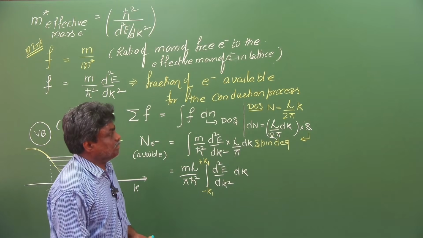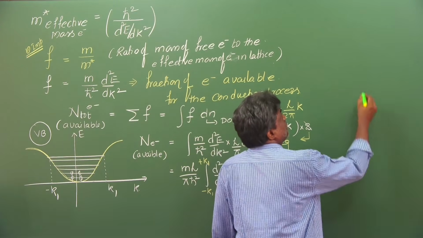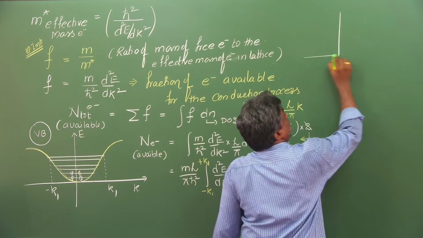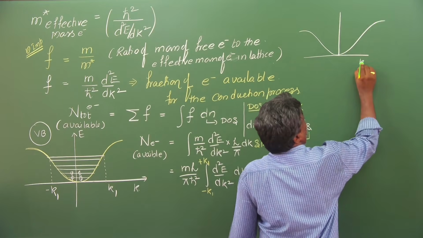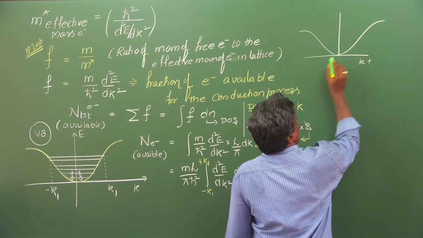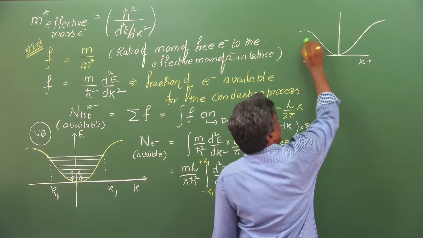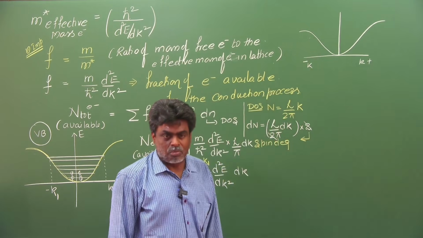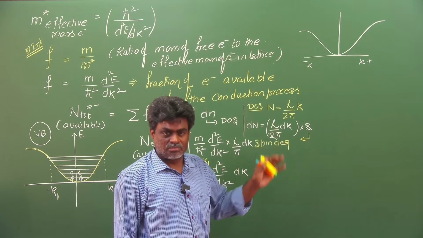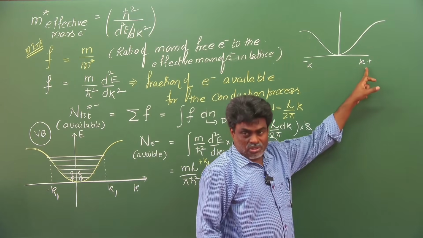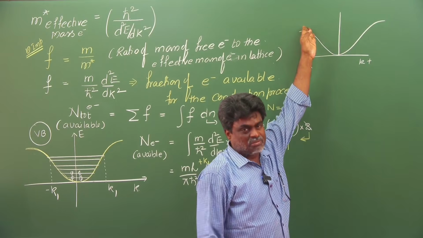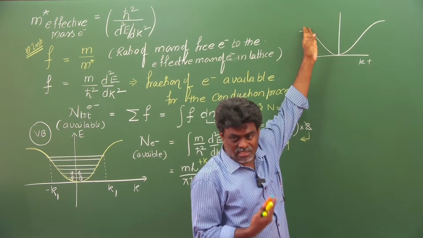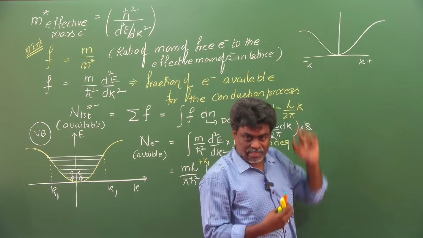If you still have confusion, listen. You have drawn this graph for energy versus k. For k positive, energy is positive. For k negative, energy is also positive. K positive, energy positive; k negative, energy positive. That means the energy is symmetric, even. Clear?